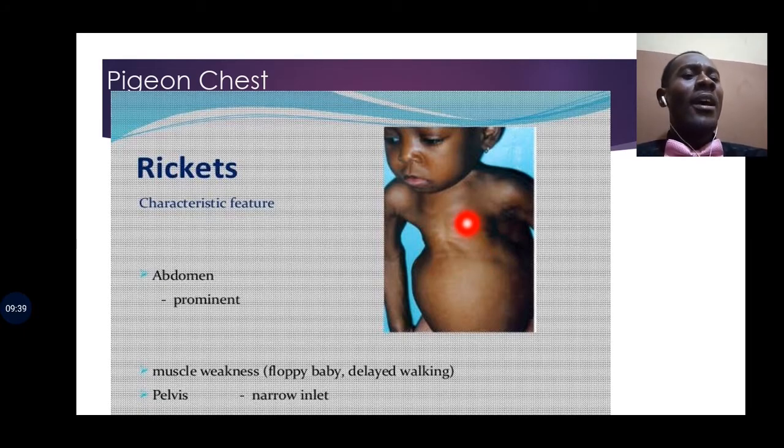That is the chest region where you have the heart and the lungs and part of the liver. Now it is inward, and this kind of shape is going to affect the positions and the functions of both the heart and the lungs. So lack of vitamin D, this is part of the symptoms of rickets, which is pigeon chest.